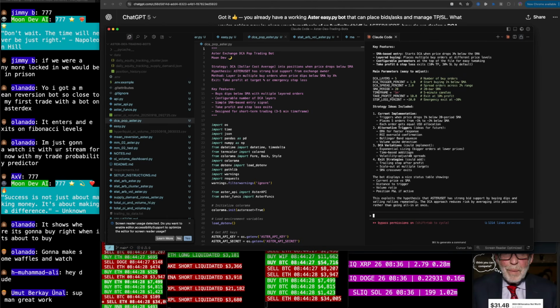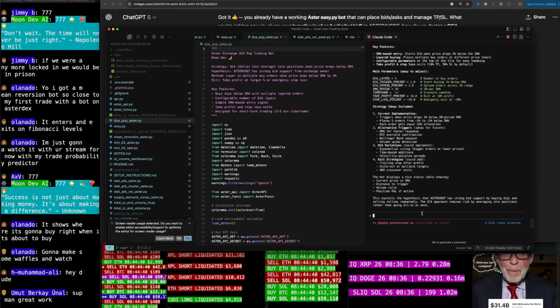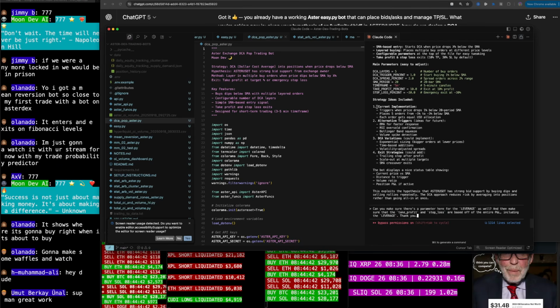Can you make sure there's a parameter here for the leverage as well, and then make sure that the take profit and stop loss are based off of the entire P&L, including the leverage. Thank you. Okay, so the current implementation triggers when price drops 1% below the 20 SMA period and places 5 orders.